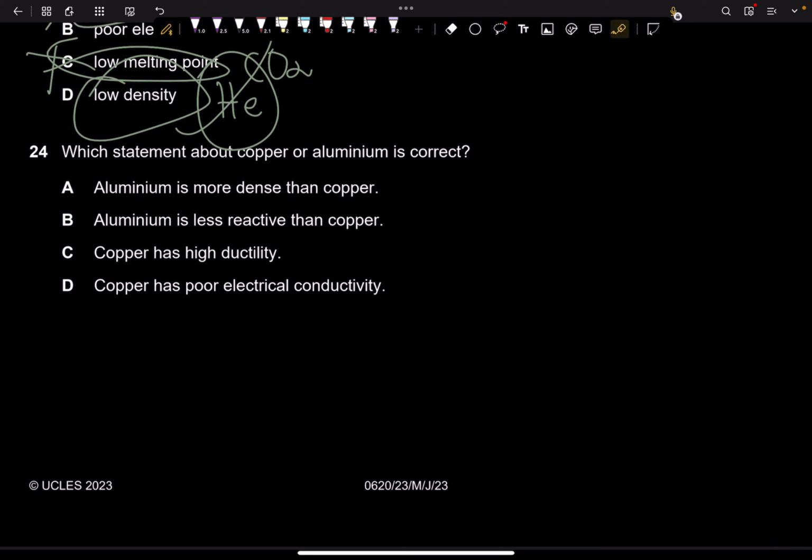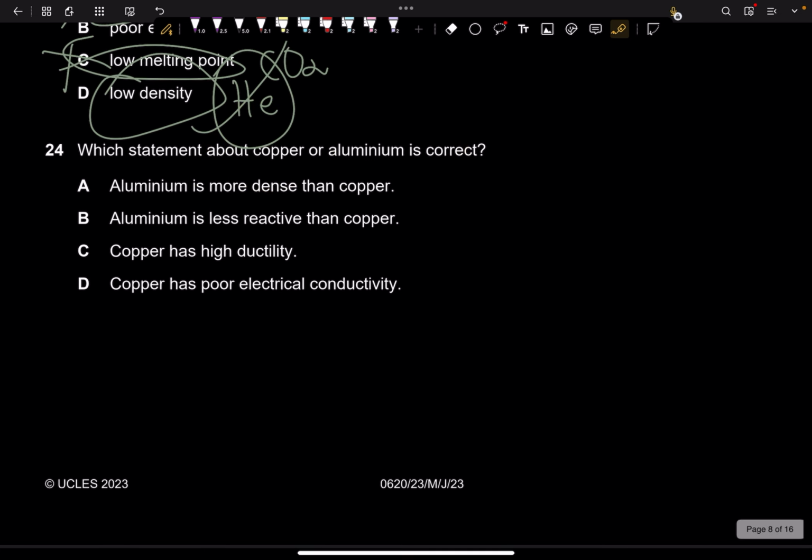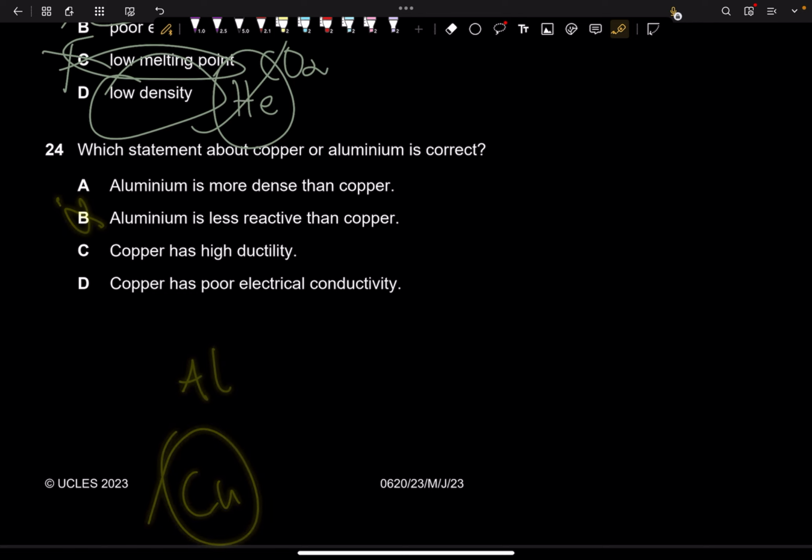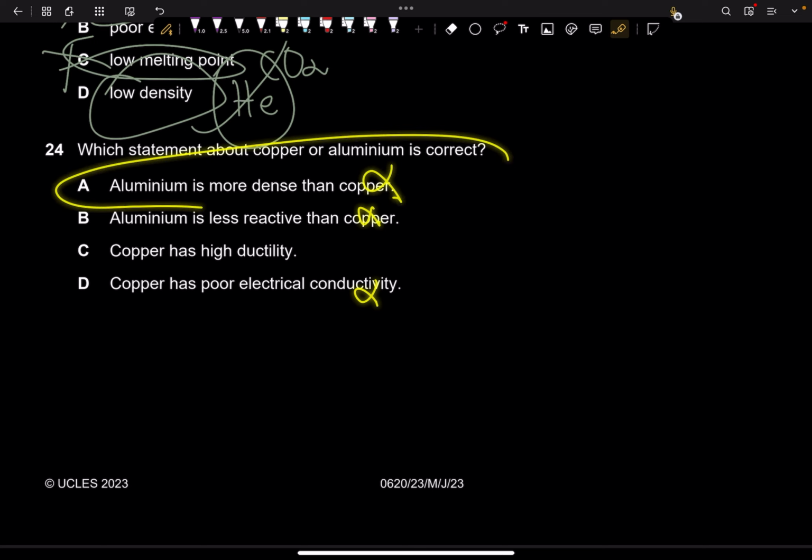Which statement about copper or aluminum is correct? Aluminum is more dense than copper. Aluminum is less reactive than copper. That's incorrect. Aluminum is above copper in the reactivity series. Copper is below, so copper is less reactive. Copper has higher ductility. Copper has poor electrical conductivity. That's incorrect. Aluminum is more dense than copper. That's also incorrect. Aluminum is less dense than copper.